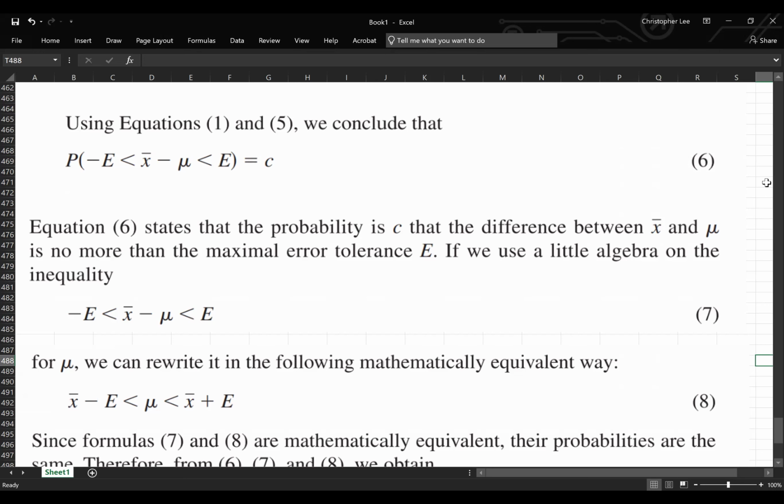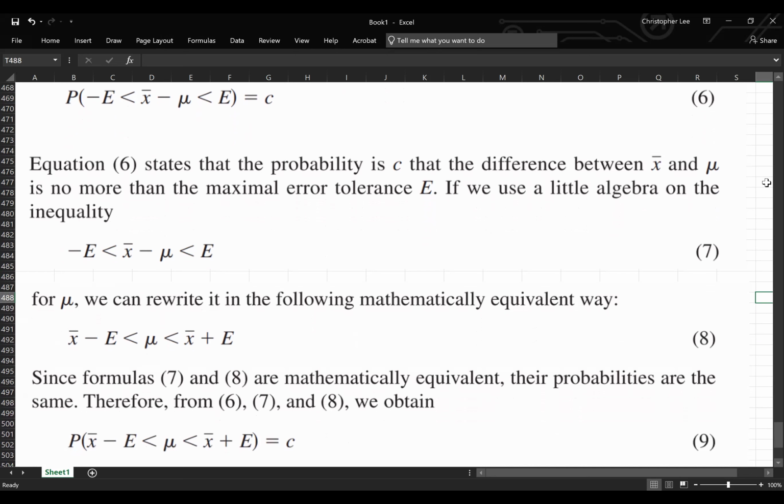For mu, we can rewrite it in the following mathematical equivalent way: X bar minus the margin of error is less than mu, which is less than X bar plus the margin of error. This is what's on your formula sheet. Since formulas 7 and 8 are mathematically equivalent, their probabilities are the same.